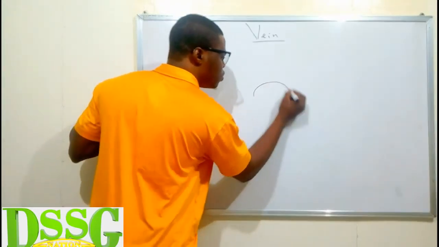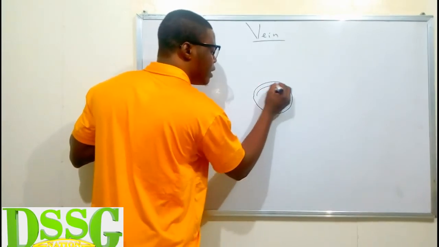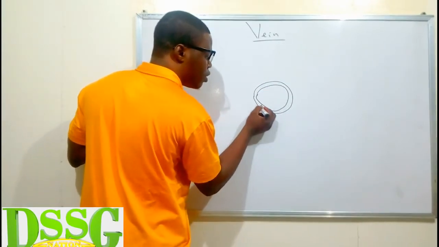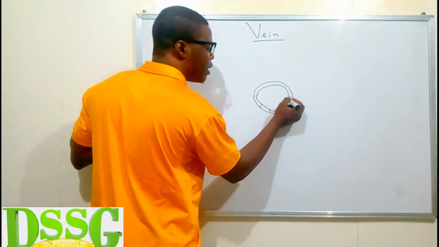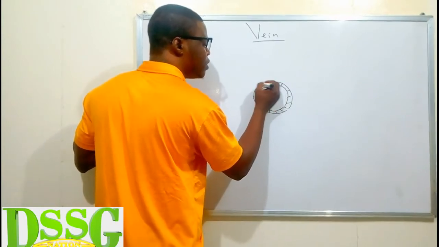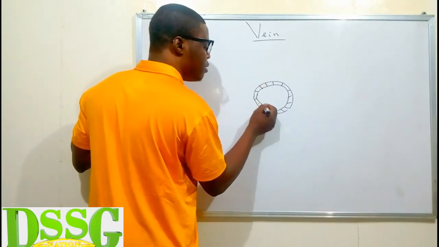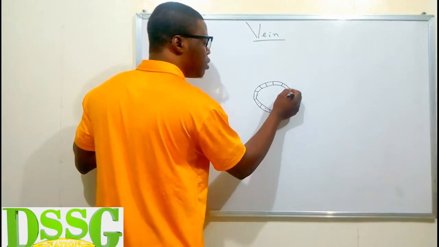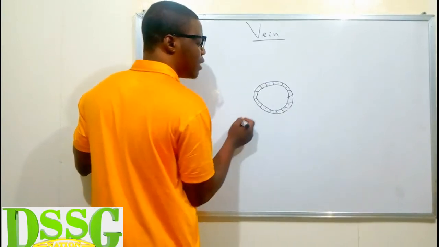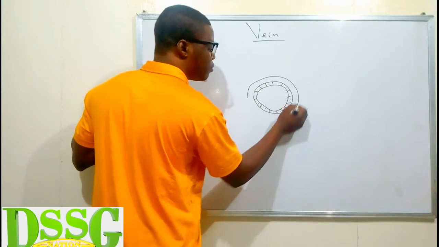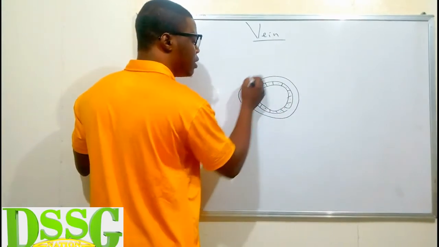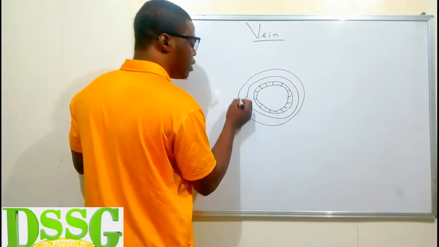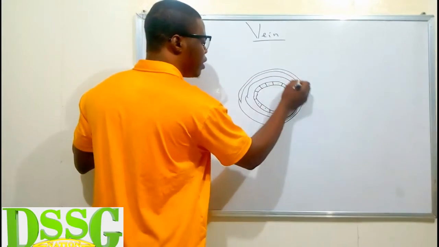The vein too, it has an innermost layer called the what? Tunica Intima. I said they are the same thing, so I'm expecting you to be telling me their name like that. So after that, you have another layer here. And lastly, you have the outermost layer.